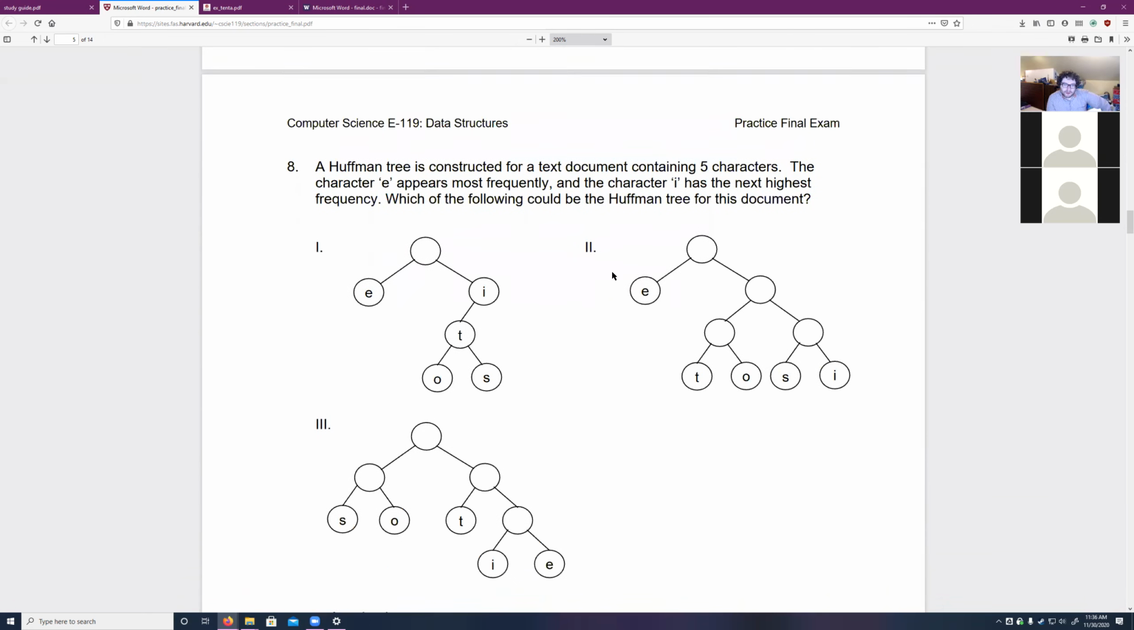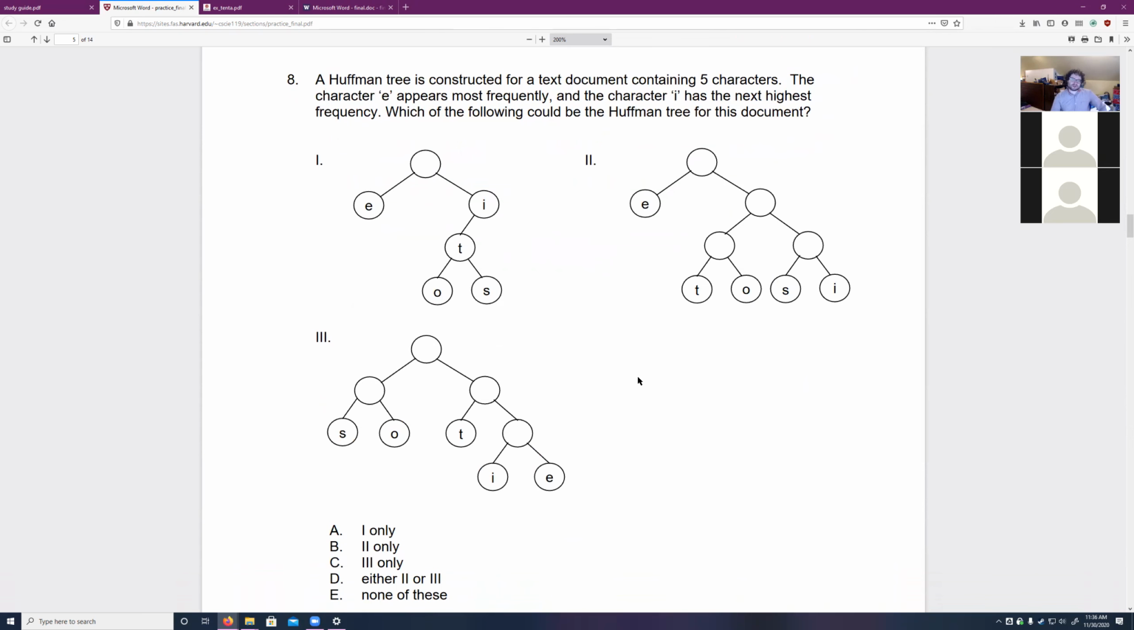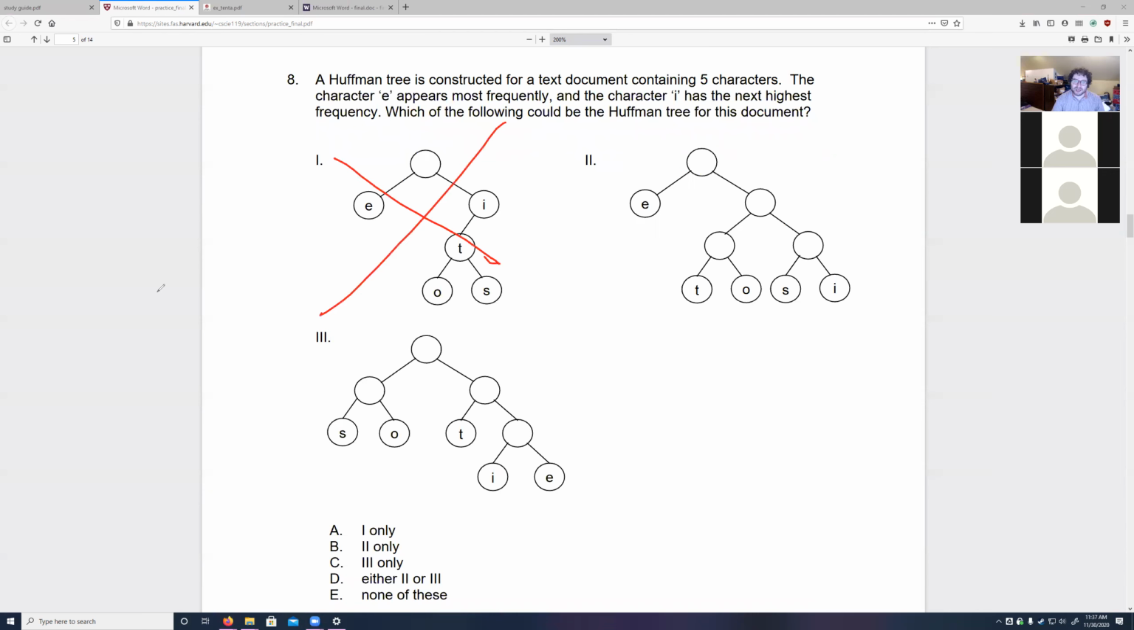All right. So a Huffman tree is constructed for a text document containing 5 characters. The E is the most frequent character, and the I is the next highest frequency. Which of the following could be a Huffman tree for this document? So first off, A is impossible. That is not a Huffman tree, because one of the rules for Huffman trees is that you only get letters in the leaves. Make sense?